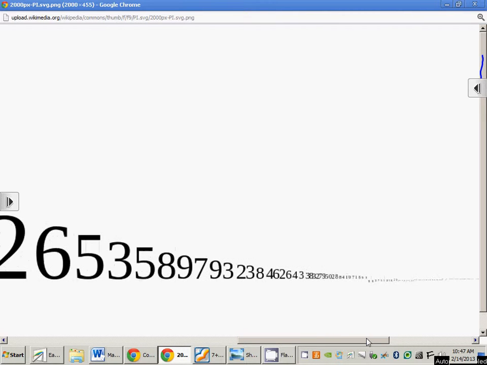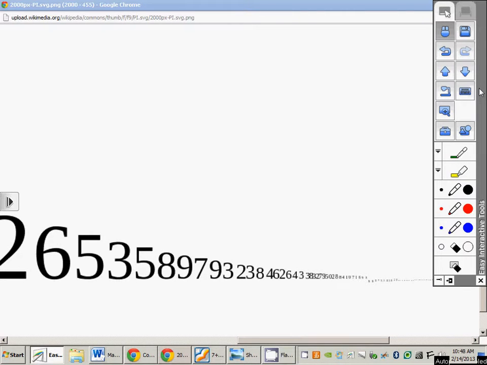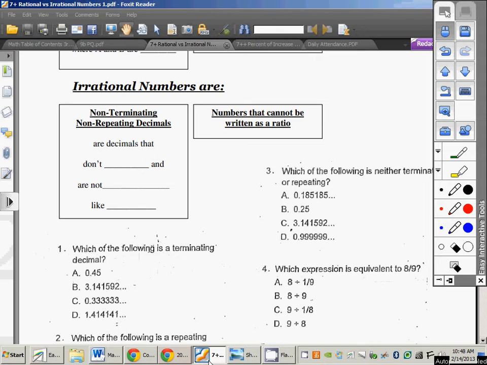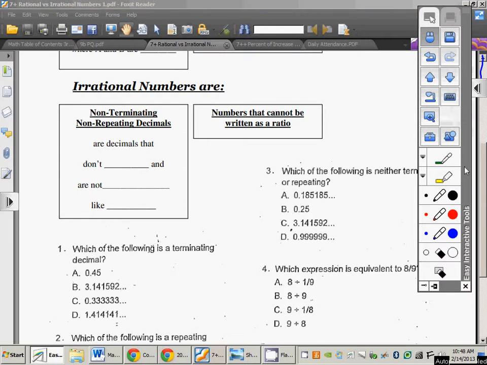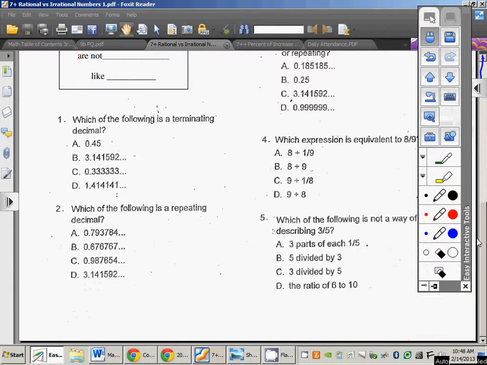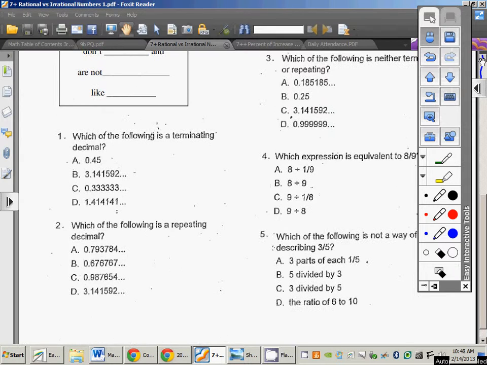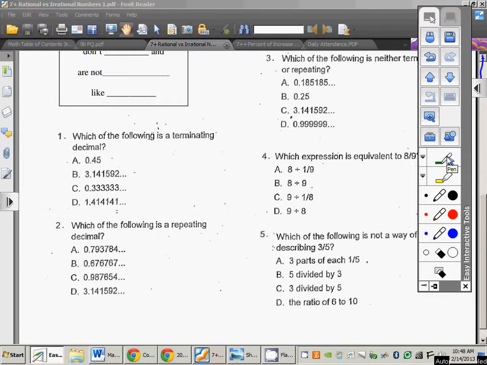Okay? So we really just have a big difference between what's called a rational and irrational number. So let's make a few predictions here at the bottom. I bet you could answer a lot of these now. Number 1, which is terminating? We said terminating comes to an end. Sean, do you know which one of those would be ending or terminating?